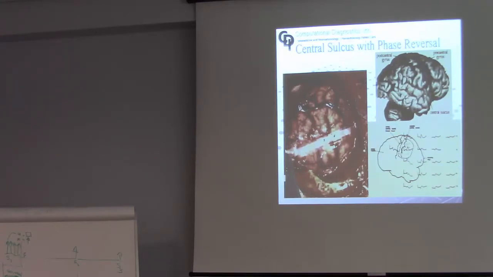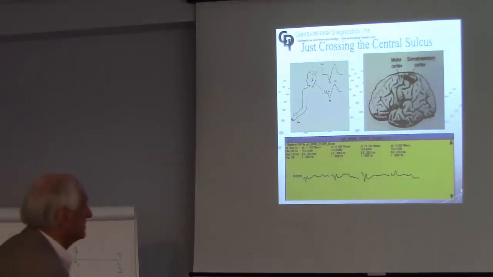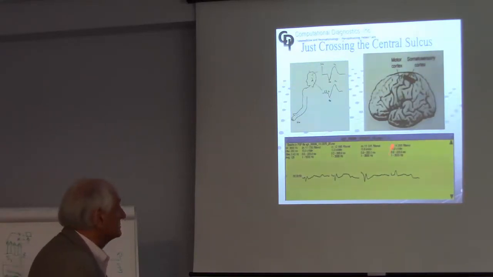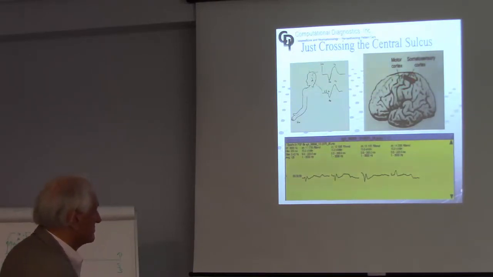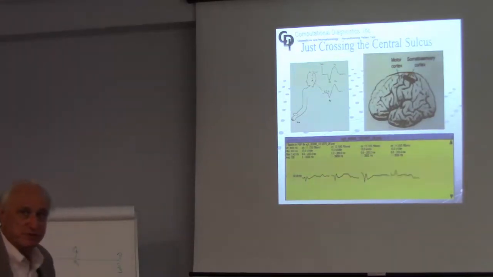And that just doesn't surprise me. So what we're interested in is, of course, identifying where the central sulcus is. So just crossing the central sulcus is the key point. And we tend to use four electrodes, four contact points, again trying to keep it to where you can conceptually think about what you're looking at. You want to be able to have it physically in your mind.